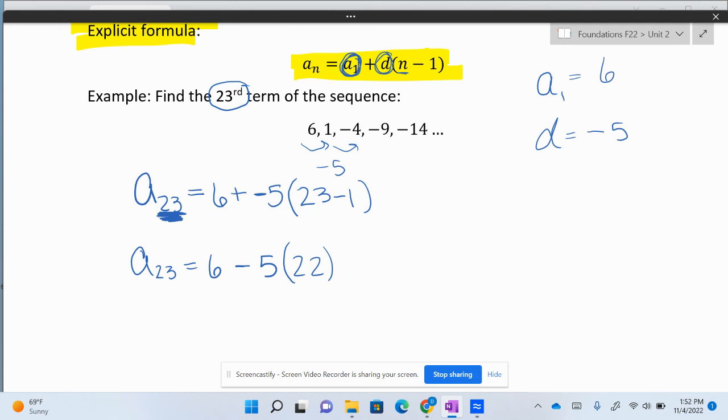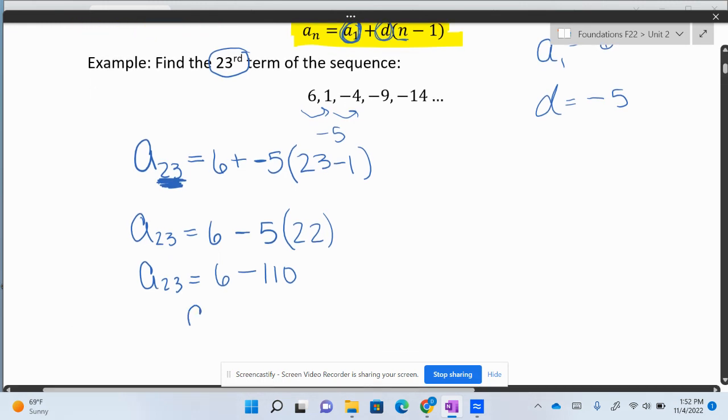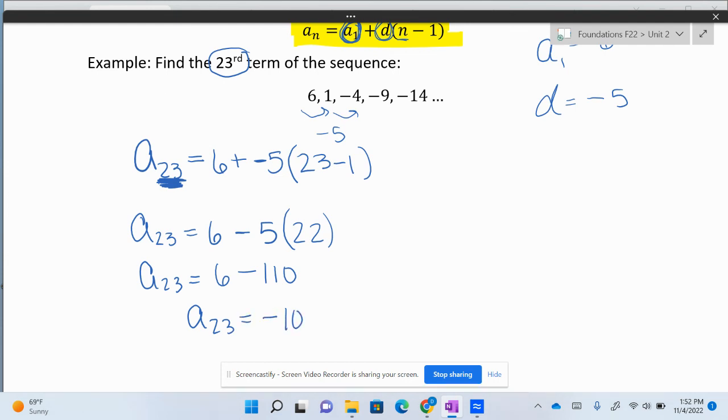Well, 5 times 22 is, you're close. That was 11. Double that. What's 55 doubled? 110. Okay. So it's 6 minus 110. But 6 minus 110 is negative 104. So you would have had to just keep writing -5, -5, -5, -5 over and over again.